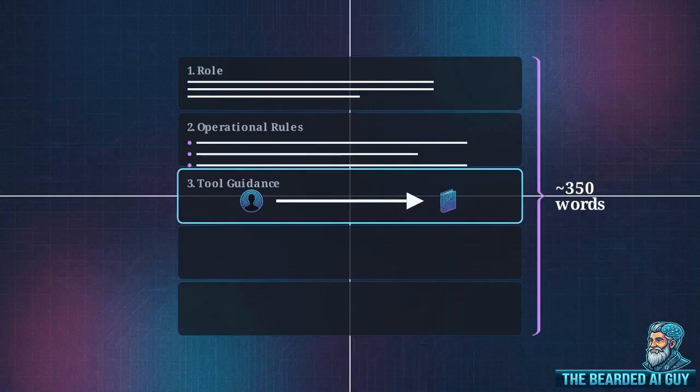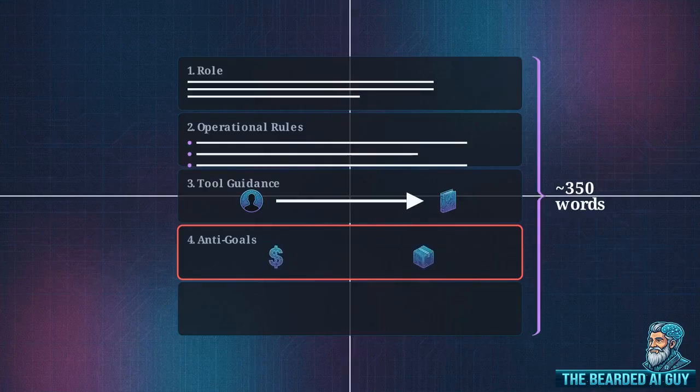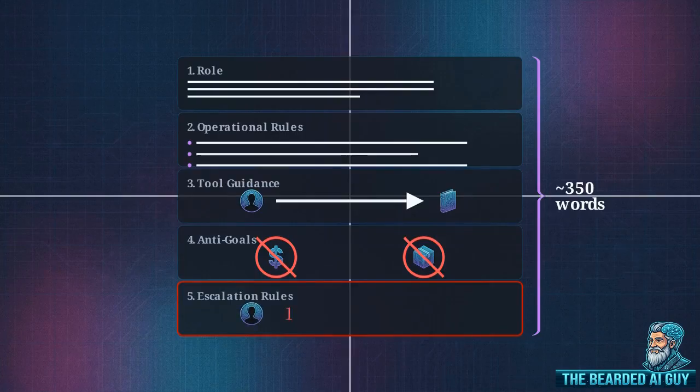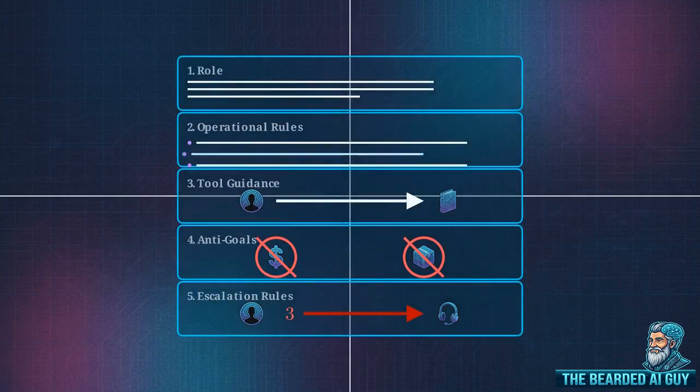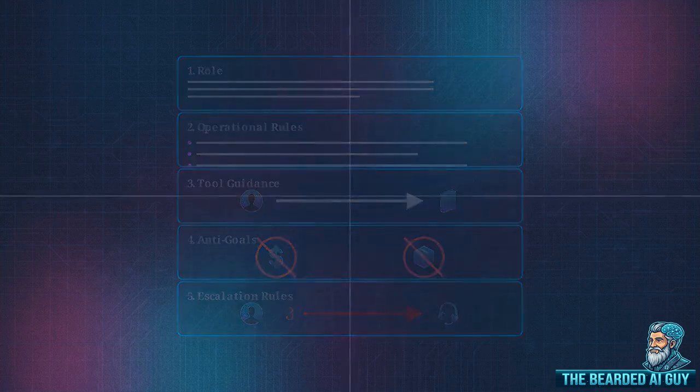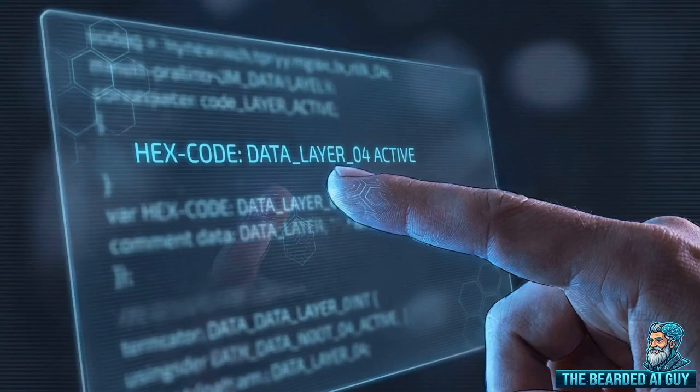Section 3 provides tool guidance. It governs cross-tool sequencing to prevent execution collisions. For example, instructing the agent to always run a customer lookup before searching the knowledge base. Section 4 establishes anti-goals. These are negative constraints that explicitly tell the agent what to avoid, like inventing pricing or promising refunds. Section 5 outlines escalation rules. You must provide explicit triggers for human handover, such as the user asking the same question 3 times or expressing frustration. These modular prompts allow for strict deterministic traceability.